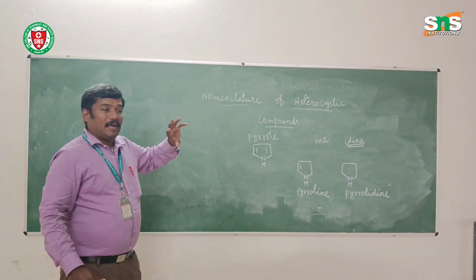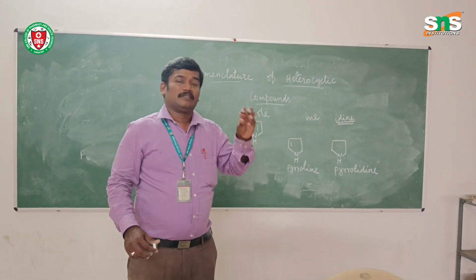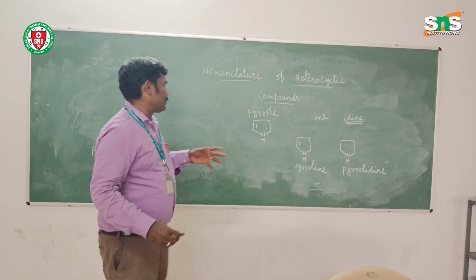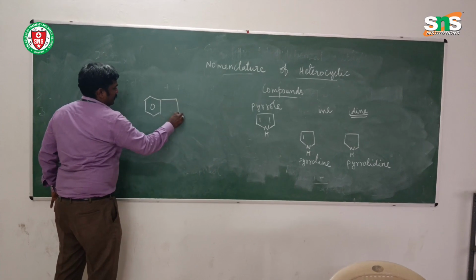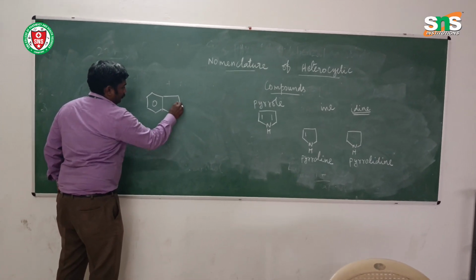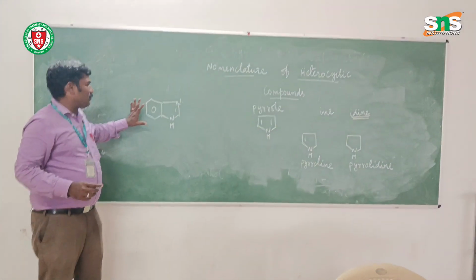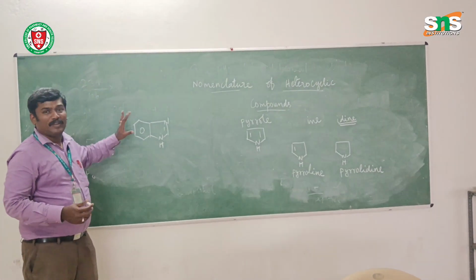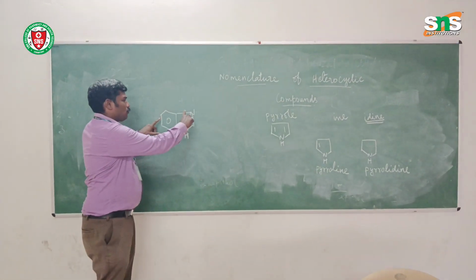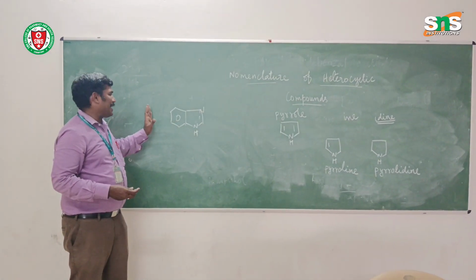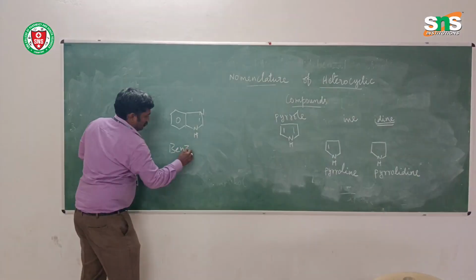So if both the bonds become saturated, then it will end with the suffix INE. In addition to that, if it is a fused ring system, then we will take the basic nucleus. For example, here benzene is fused with the imidazole. So for naming this heterocyclic compound, we have to select the basic nucleus. Benzene is the basic nucleus that has been fused with the imidazole. So we will select the compound name in such a way: benzimidazole.